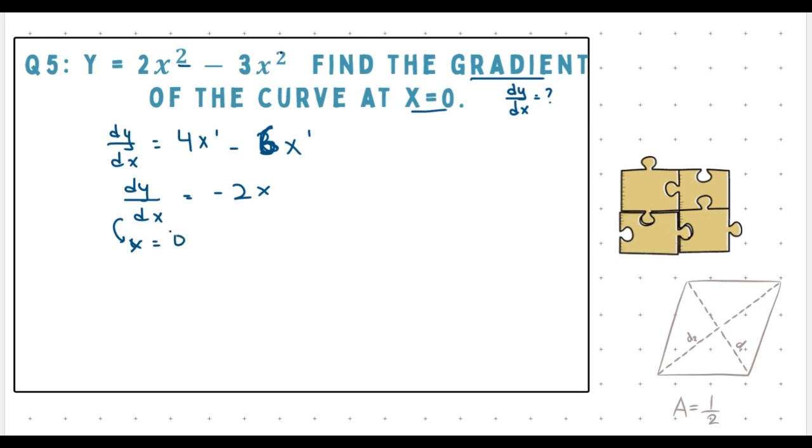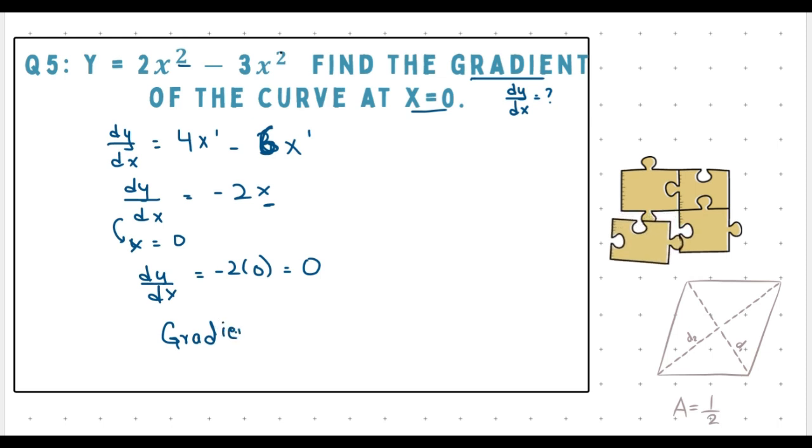What will I do? I know I need to find the derivative when x is 0. So I'll just plug in 0 in place of x and I'll get the gradient at x equals 0. So I'm writing 0 in place of x and the answer is 0. So the gradient is 0 at x equals 0. So when the x coordinate is 0, the gradient of the curve is 0.